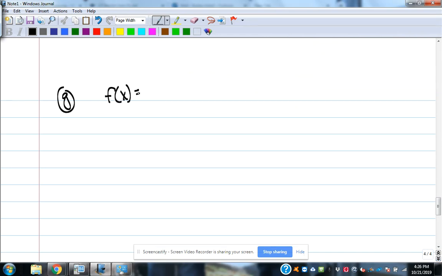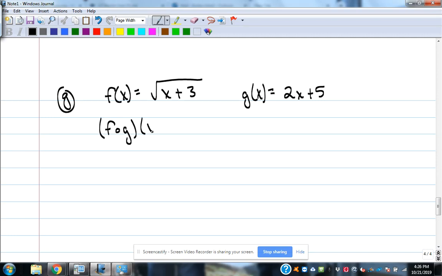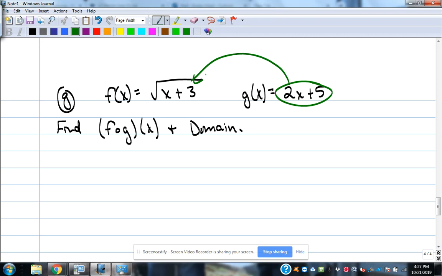f of x is equal to the square root of x plus 3, and g of x is equal to 2x plus 5. Okay. Let's find the f composed with g and the domain. A lot of time talking about that. So f composed with g of x and then the domain. So we're doing that same order of things. So we're taking g of x and putting it into the f of x function.